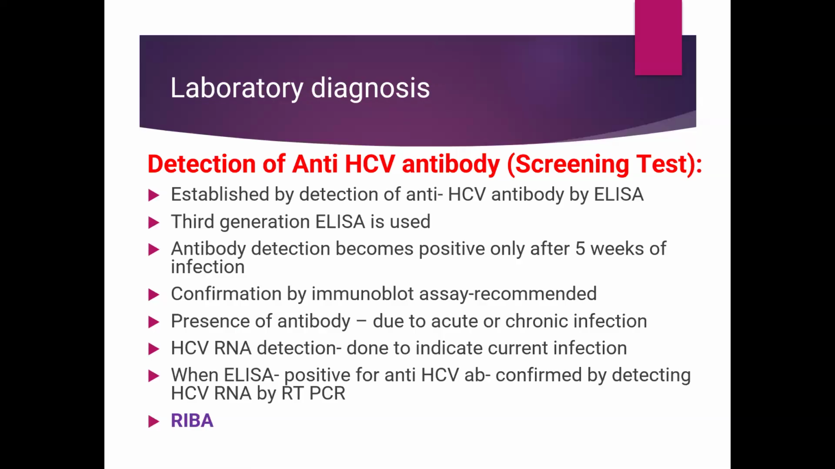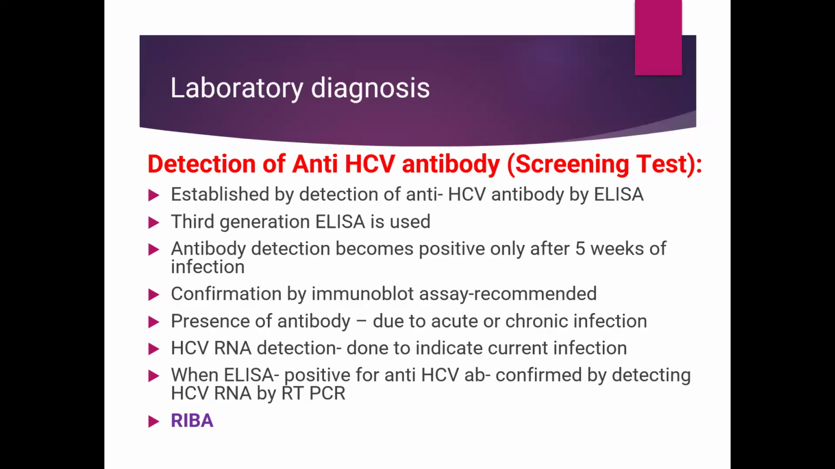In ELISA, initially we used first and second generation ELISA. These first and second generation ELISAs could detect only limited HCV antigens for detection of antibodies. Now we are using third generation ELISA, the standard method for HCV serology. It has advantages like increased sensitivity and specificity, and it is not influenced by the HCV genotypes, and it becomes positive within 5 weeks of the infection.